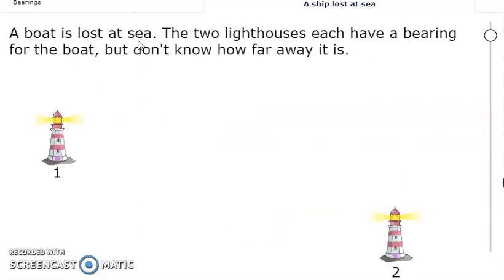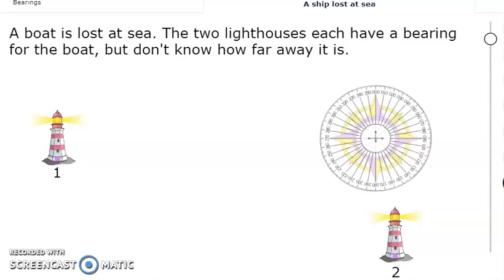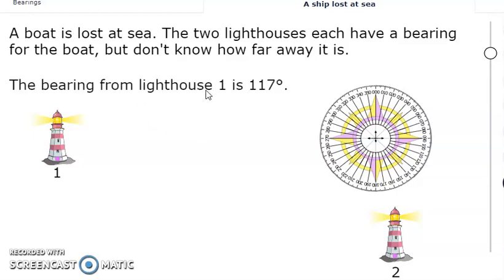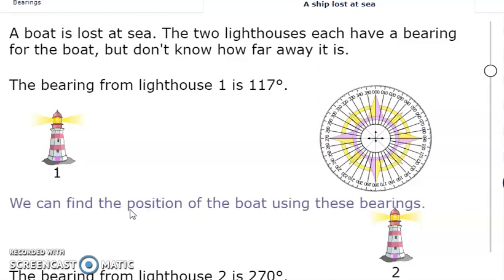A boat is lost at sea. The 2 lighthouses each have a bearing for the boat, but don't know how far it is. The bearing from lighthouse 1 is 117 degree. The bearing from lighthouse 2 is 270 degree. We can find the position of the boat using these bearings.